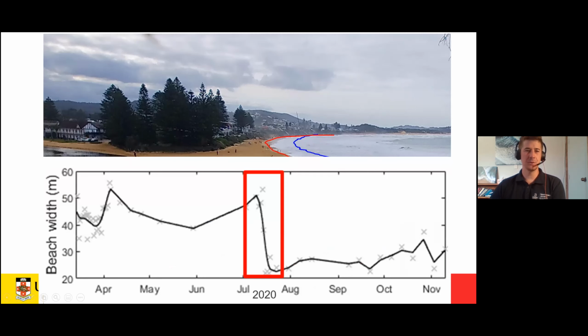The other thing we can do is look at how the beach recovered after that storm. So here's an example of how the width of the beach changed in the lead up to the storm. The beach then receded those 26 meters, and then you can see the very slow recovery of the beach after that event.